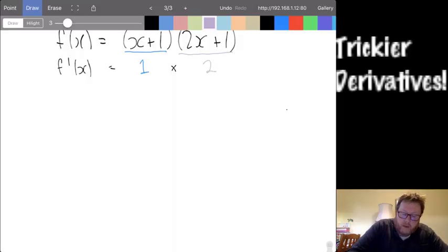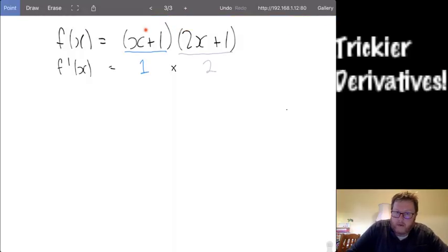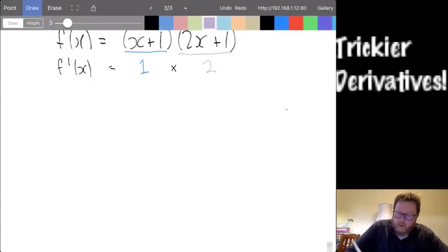Okay? So x is raised to the power of 1, so it becomes 1 times x to the power of 0, so that's just 1. And the derivative of plus 1 is 0, so it would be 1 plus 0, which is 1. x to the power of 1, 2 times 1 is 2, x to the power of 0, so that would be 2. And the derivative of 1 is 0, so it would just become 1 times 2, which we'll write down as 1 times 2, which is equal to 2.